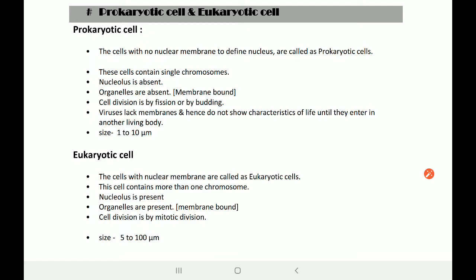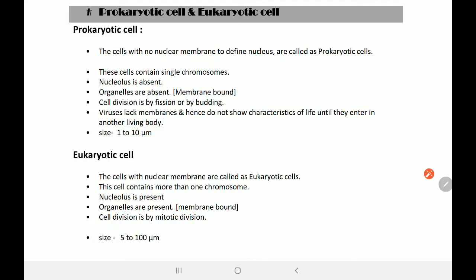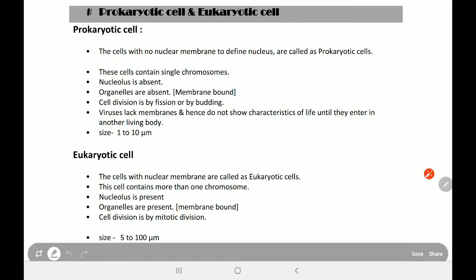Just as there is evolution in humans and in animals, similarly there is a kind of evolution in microorganisms as well. Now, the microorganisms which are not very much developed, we call them prokaryotic cells. And some developed cells we call eukaryotic cells. So this is a major difference between prokaryotic and eukaryotic cells, right? Now we will see some proper differences between prokaryotic and eukaryotic cells. Let's understand.